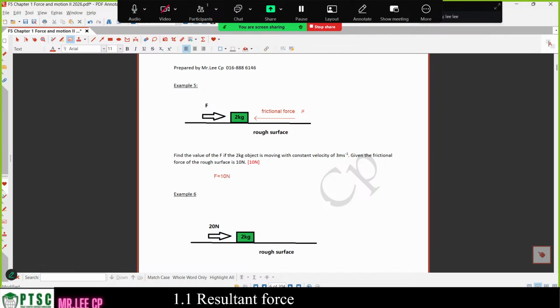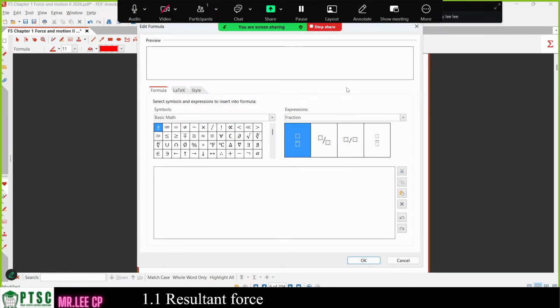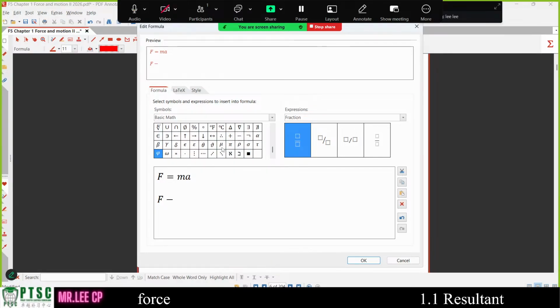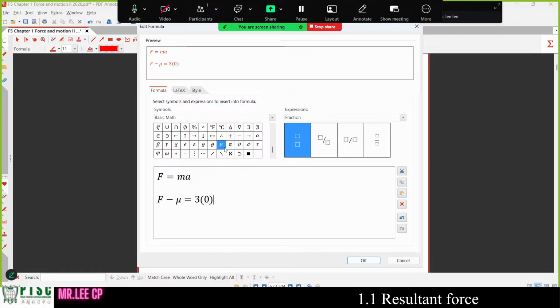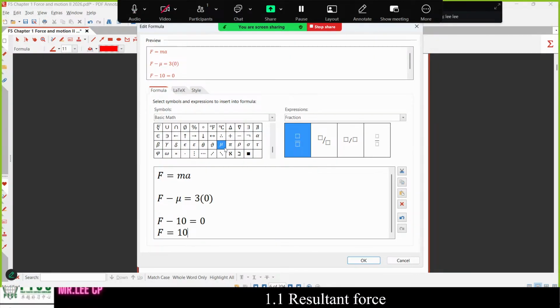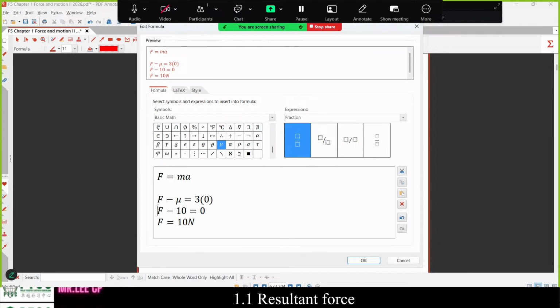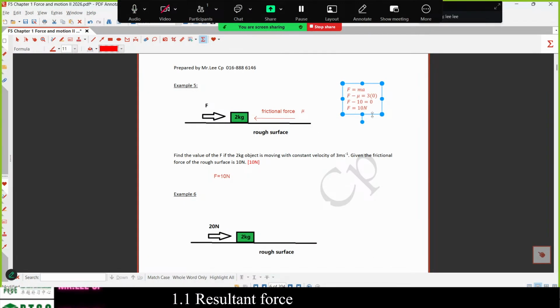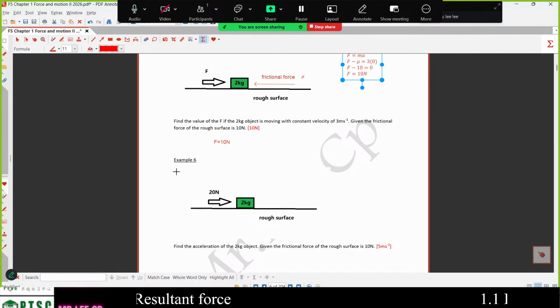Here I calculated the full one to show you. F is equal to MA, where F minus mu is equal to M times 0. F minus 10 is equal to 0, so F is equal to 10. This is what we have. I show you once only; next time we are not going to do it. Now, I will do example number 6 later.